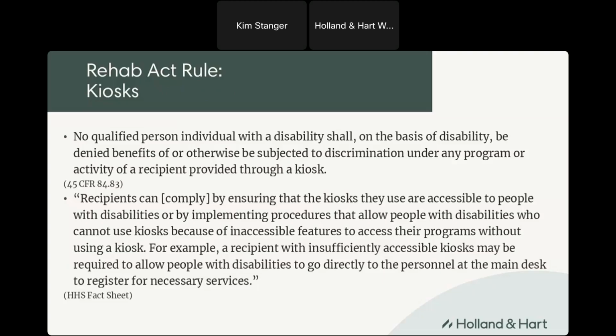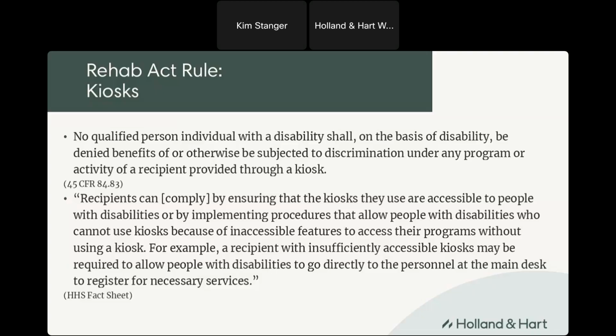Well, what about kiosks? This is a new rule. A lot of healthcare entities are going to the use of kiosks to not only check out from stores, but you're also using the kiosk to check in for appointments and things like that. The government wants to make sure that those kiosks are accessible. So under the new standards, no qualified individual with a disability shall, on the basis of that disability, be denied the benefits of or otherwise be subjected to discrimination under any program or activity of a recipient provided through kiosks.